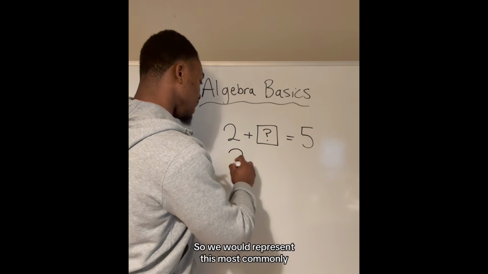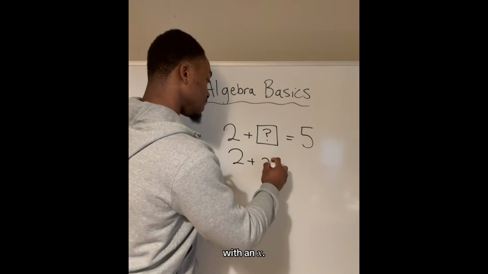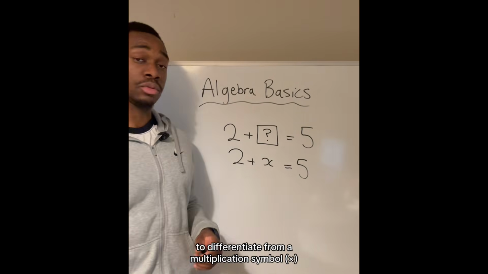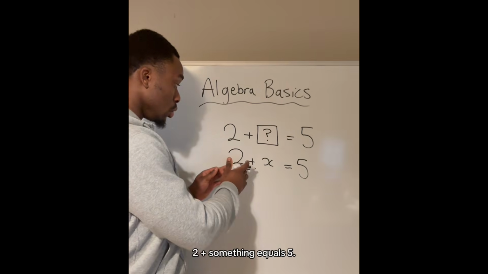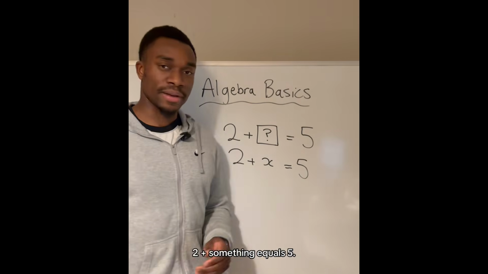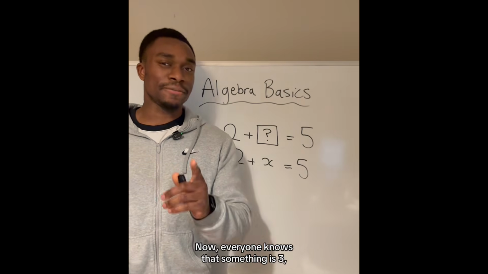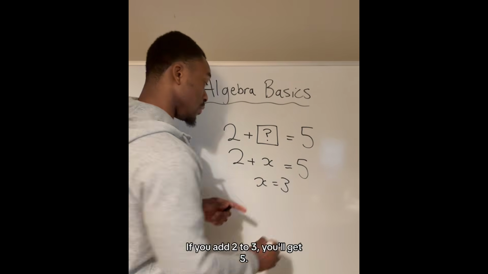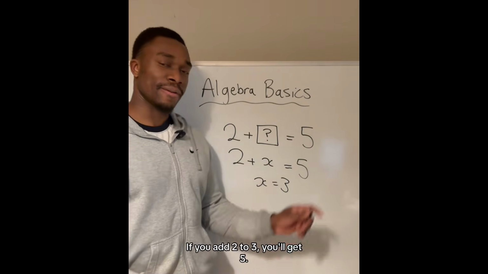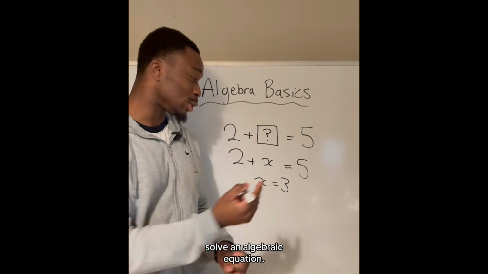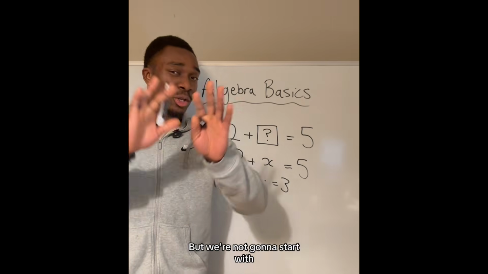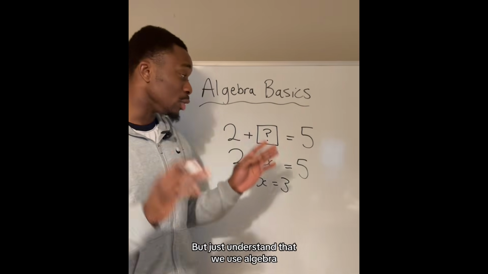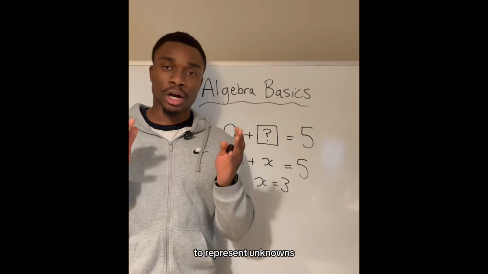So we would represent this most commonly with an X, and you do it as a squiggly X to differentiate from a multiplication symbol. Now, it means 2 plus something equals 5. Now, everyone knows that something is 3, which means X is equal to 3. If you add 2 to 3, you will get 5. Now, what we've just done here is solve an algebraic equation, but we're not going to start with algebraic equations just yet. But just understand that we use algebra to represent unknowns.